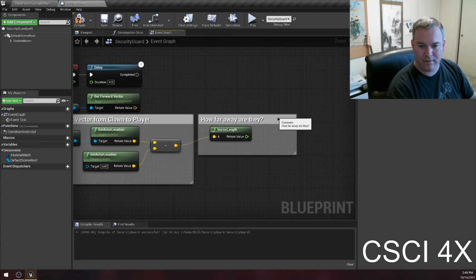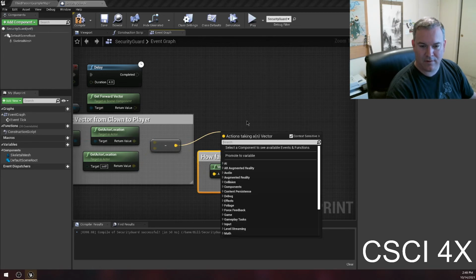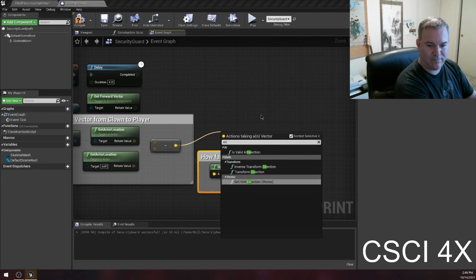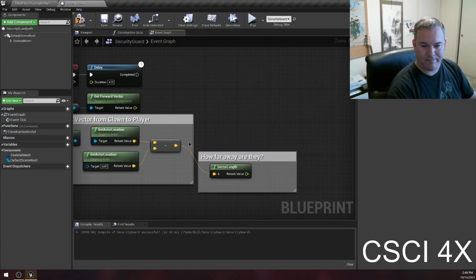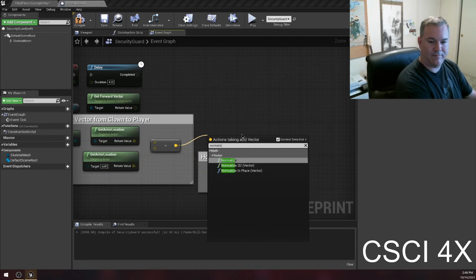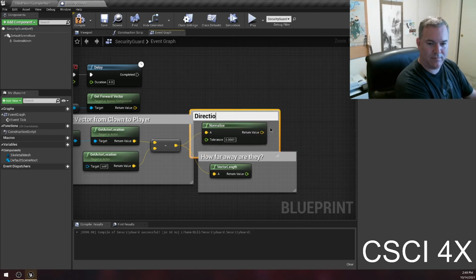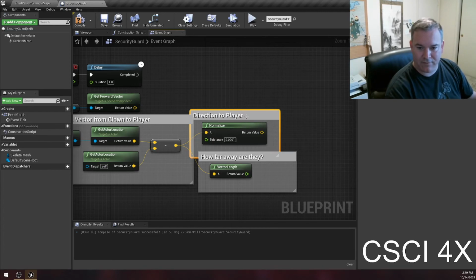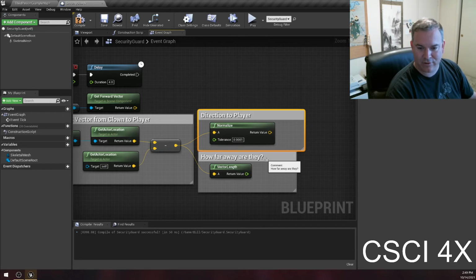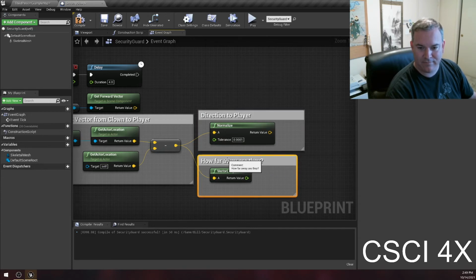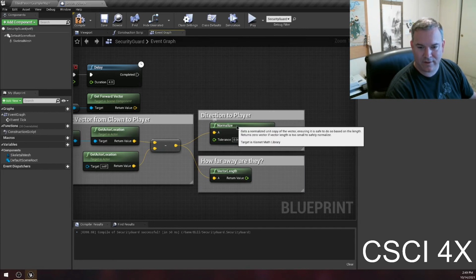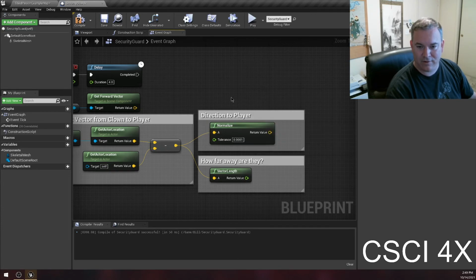And the other question is direction. No, sorry. Normalize. Every vector is two things. It is both magnitude and direction, right? And so this is the magnitude, how far away they are, and this is the direction. It's a unit vector now that it's been normalized. It's a unit vector pointing in the direction of the player.